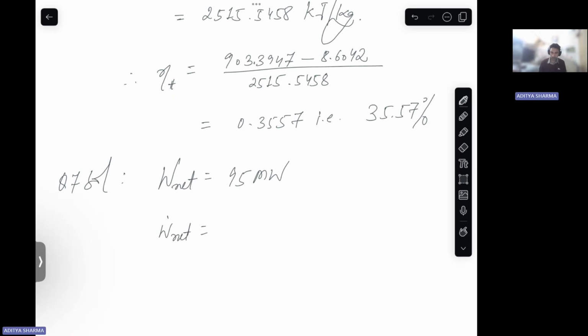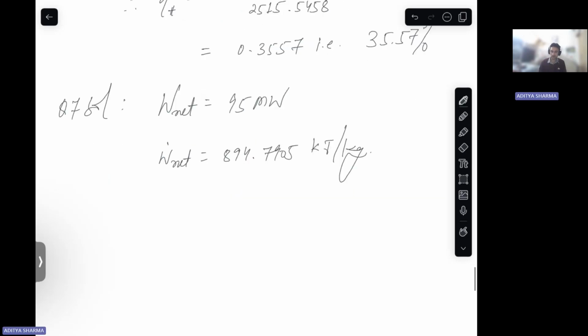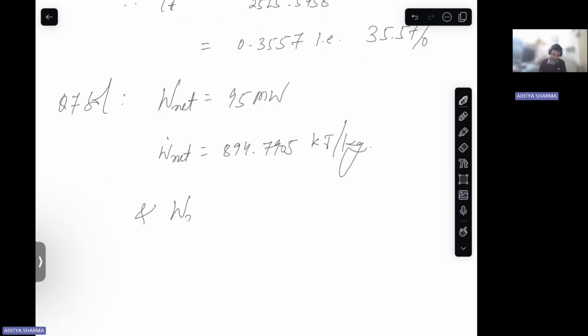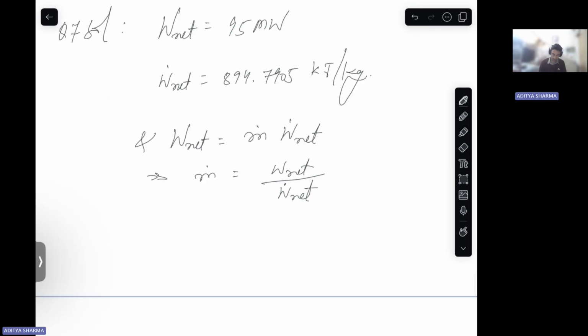And W dot net we have calculated in this. So if you see the numerator of this, that is W dot net. If you work this out, this will come out to be 894.7905 kilojoule per kg. Okay. And W net equals mass flow rate into W dot net, which implies mass flow rate equals W net divided by W dot net. Sorry. So now work this out.